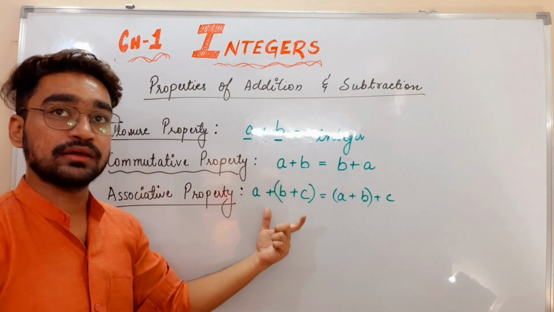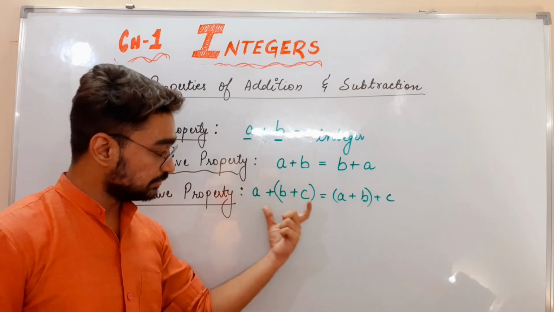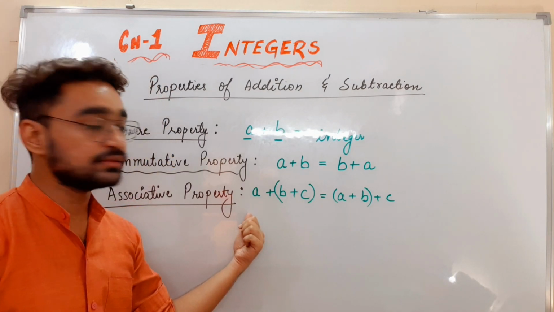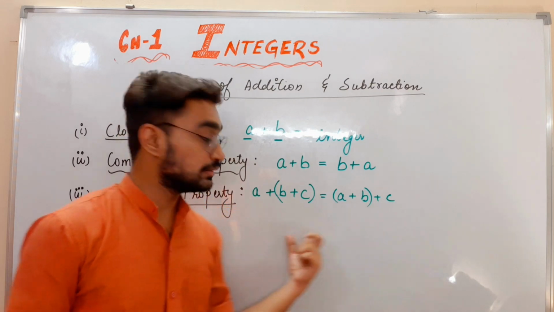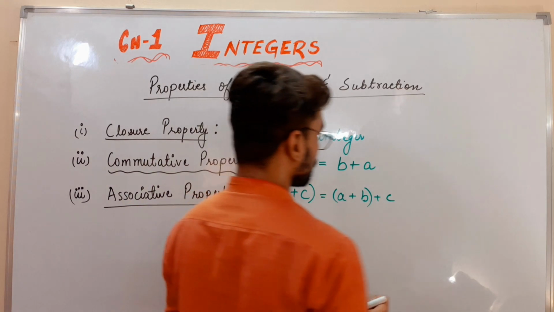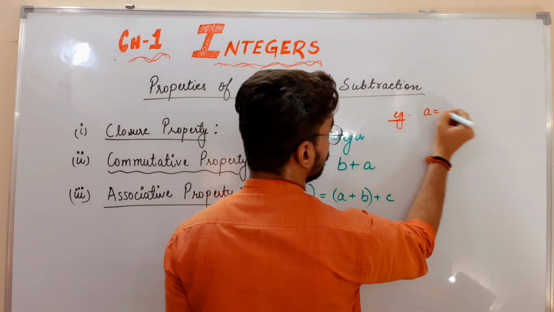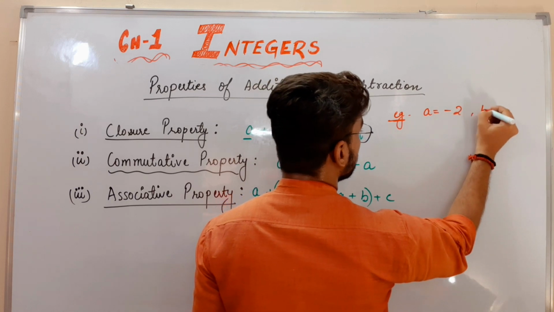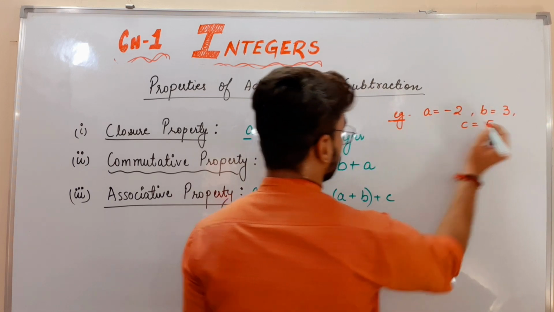The same thing is here. Whether we add b plus c first and then add a, or we add a plus b first and then add c, the result for both will always be the same. Let us check it. Example: a equals minus 2, b equals 3, and c equals 5.